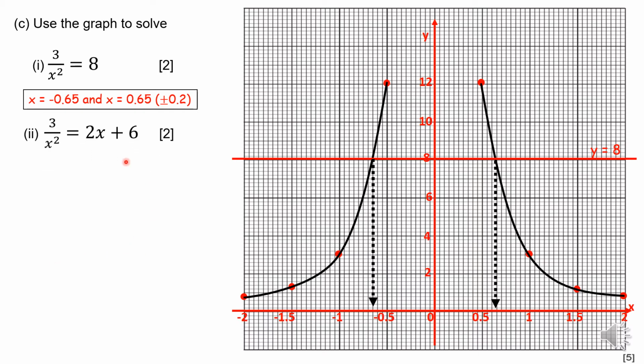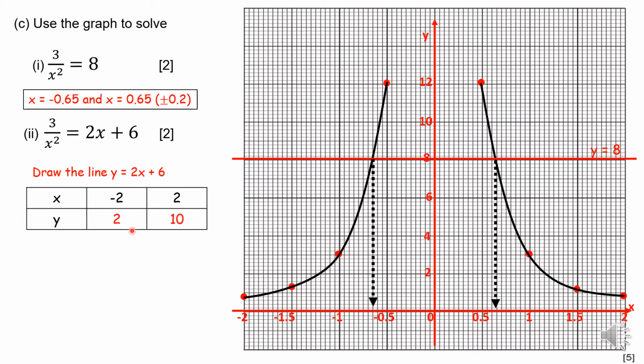All right, so now here they're saying use your graph to solve this equation. So it's the function equals 2x plus 6. Then 2x plus 6 is a line. So let's draw the line y equals 2x plus 6. But before that, I need to make a table. So I did a table here where I take values of x, the extreme values from my domain, that is negative 2 and 2.